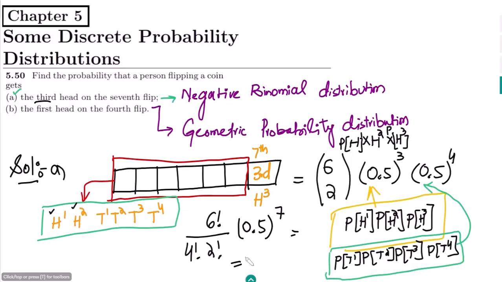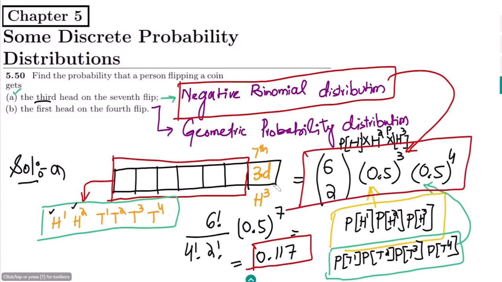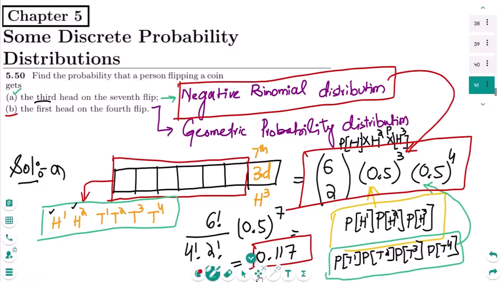So ultimately the answer is 0.117, and that is basically the solution of part A of my question. All of this is related to the negative binomial distribution, because this is the formula for the negative binomial distribution which we have seen now. Now in order to discuss part B of my question, the first head on the fourth flip, let me move down.